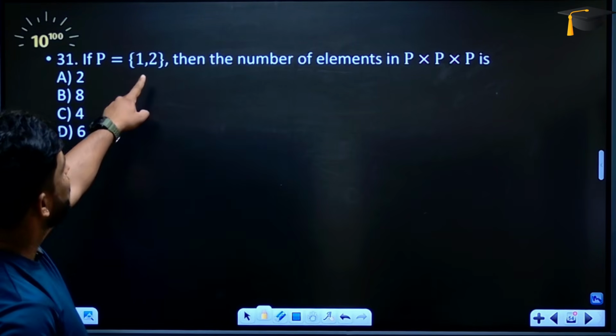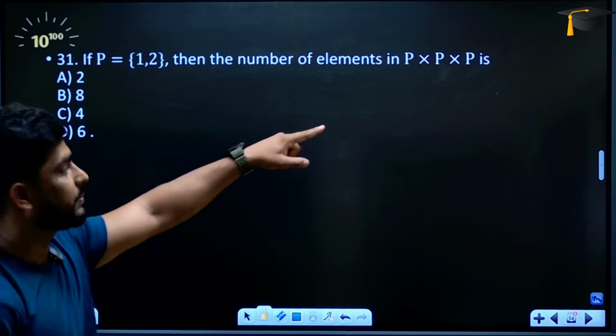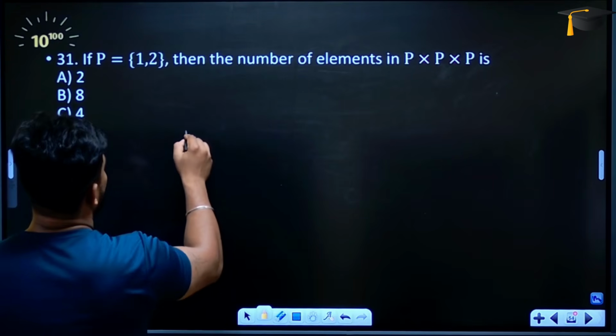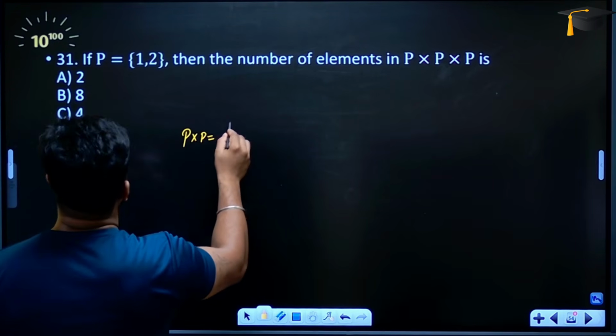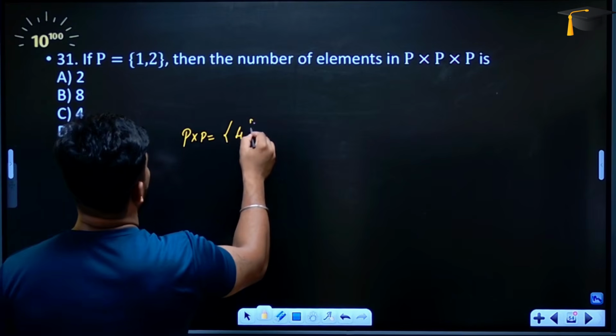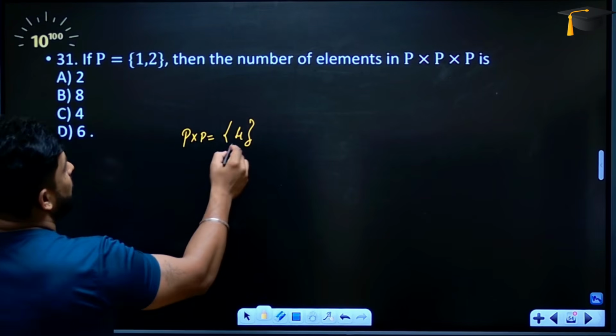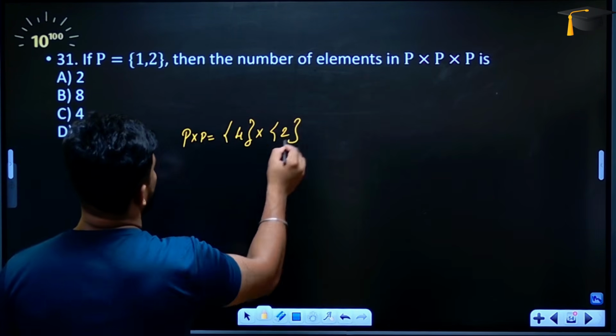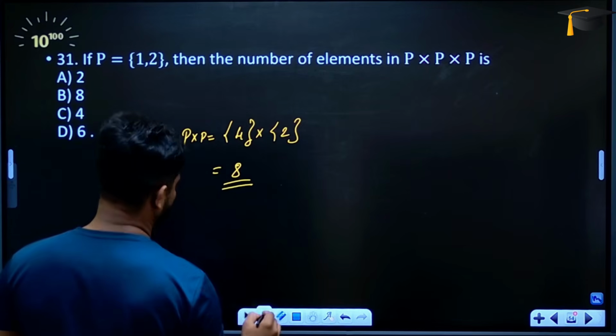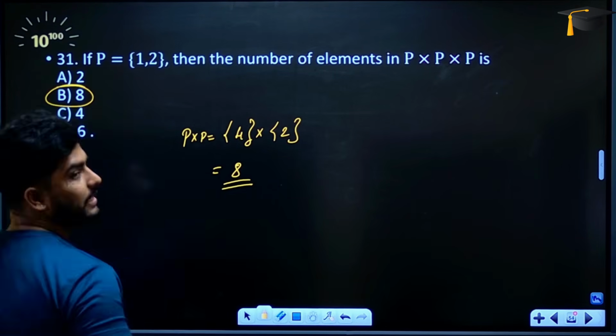Okay, next, question number 31. P is equal to {1, 2}. The number of elements in P cross P cross P. First, P cross P, of course we will have 4 elements. Next, 4 into the elements there. So 4 twos are what? 8 elements. So we will get 8. So option B, 8, is the right answer.